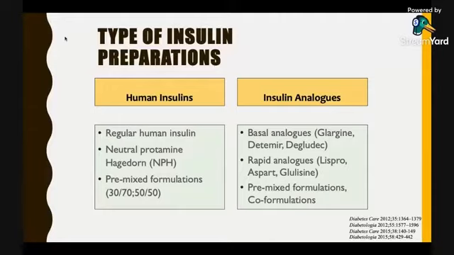We all know about the types of insulin preparation. We have human insulins, the regular human, the NPH, the premix formulation in either 30/70 or 50/50. Then we have the insulin analogs, the basal analogs, the glargine. Now we have U100 and U300. We have detemir, we have degludec. And then we have rapid analogs like lispro, aspart, and glulisine. And we have pre-mixed formulation.